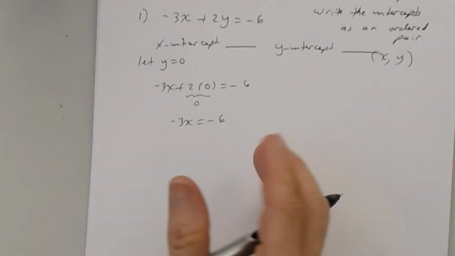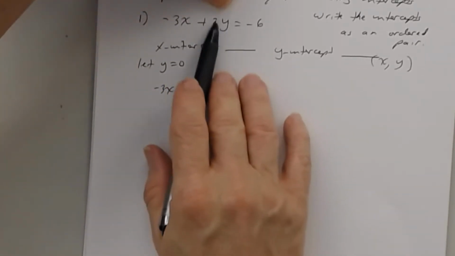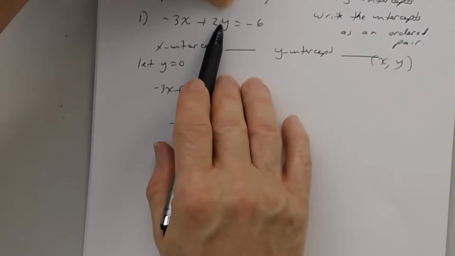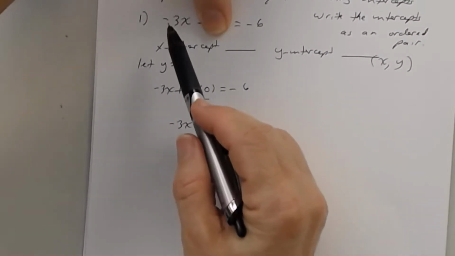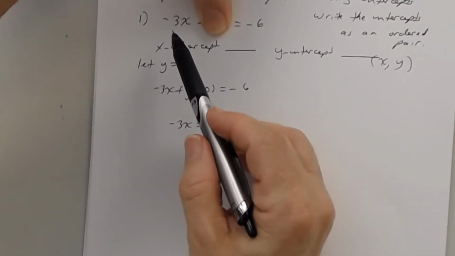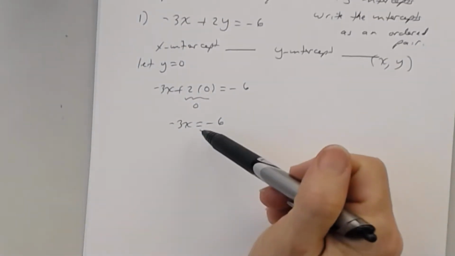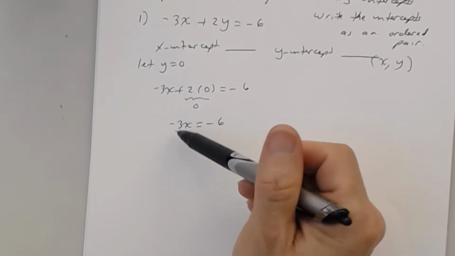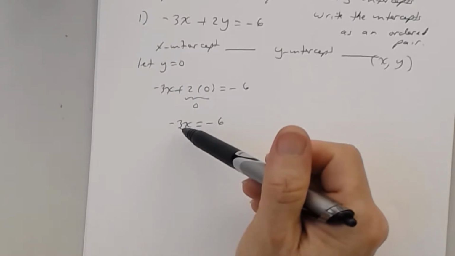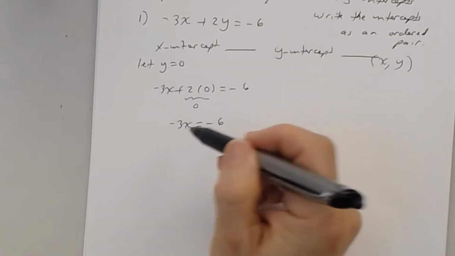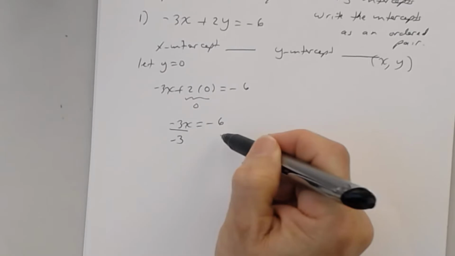Now you don't have to do all this work. If you know that y is 0, then 2 times y is 0, correct? So if you cover it up, all you see is negative 3x equal negative 6. But remember, you got to get x by itself. What's the coefficient of x? Negative 3. So right now I'm multiplying by negative 3. You always do the opposite. The opposite of multiplying by negative 3 is dividing by negative 3. So I'm going to divide both sides by negative 3.